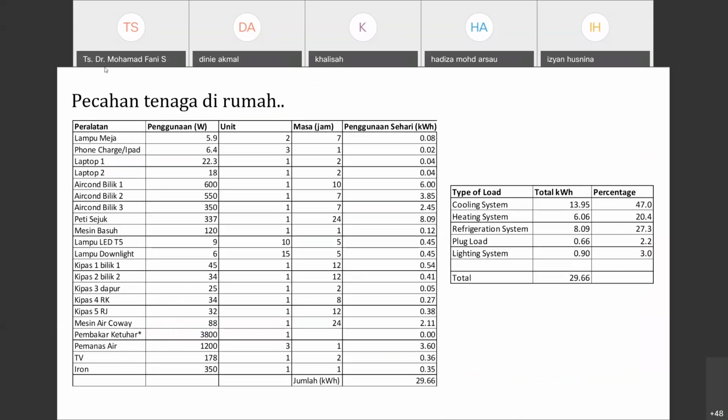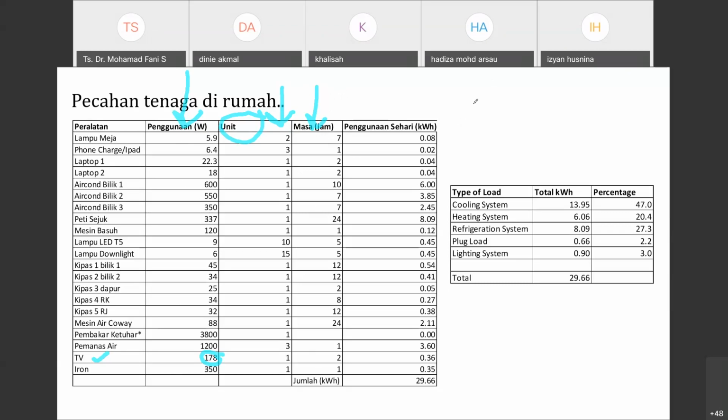So after that, come up with the load opportunity or a load breakdown, something like this. For example, television, 175. So record all the power here. How many units, the hourly consumption, the time for the consumption. For example, 7 hours, 1 hour per day.